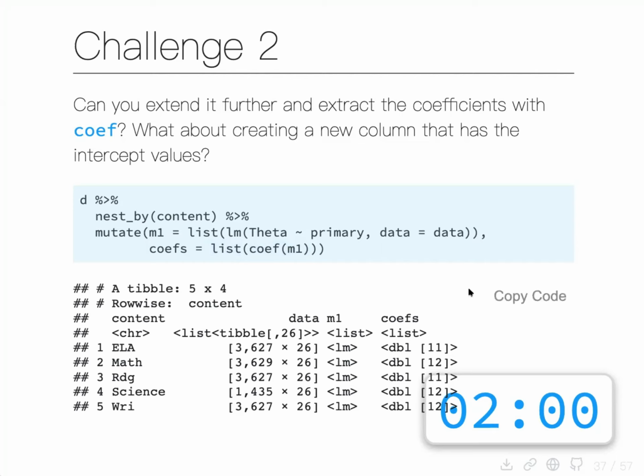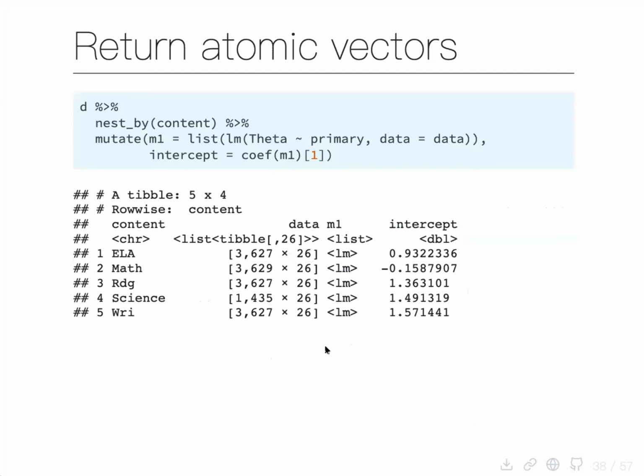We often want to return atomic vectors, right? And so just like we would use map double or whatever, if the result, like in this case, I'm saying give me just the first element of the coefs, that's going to be the intercept, right? So in this case, the result is an atomic vector. So I don't have to wrap it in list. Okay. I just say coef M1, give me the first element from coef M1. Okay. And then I get the intercept values.